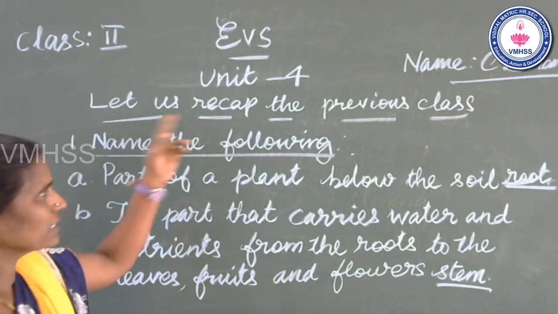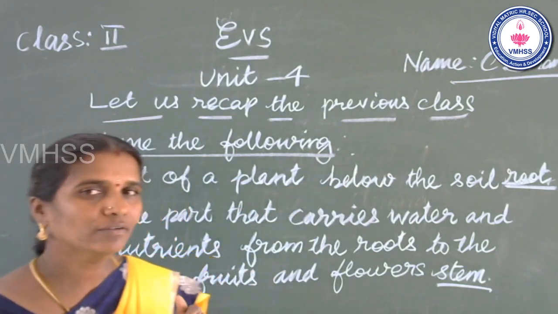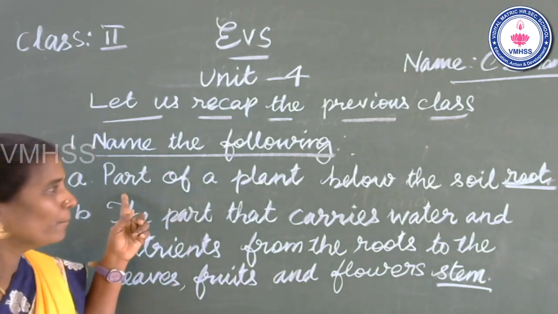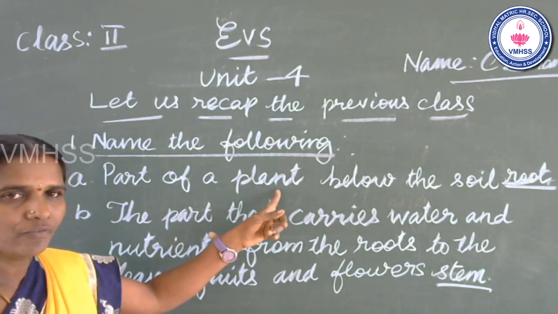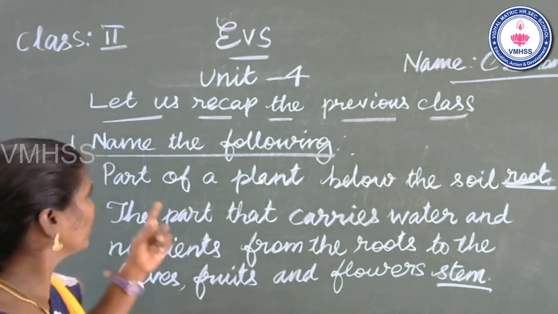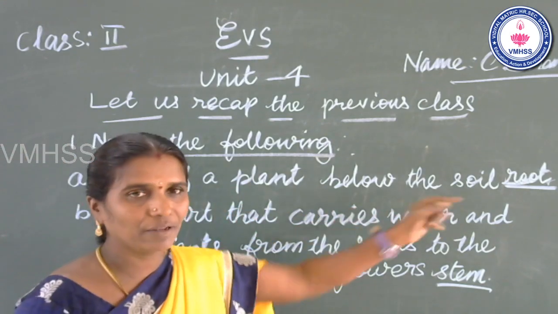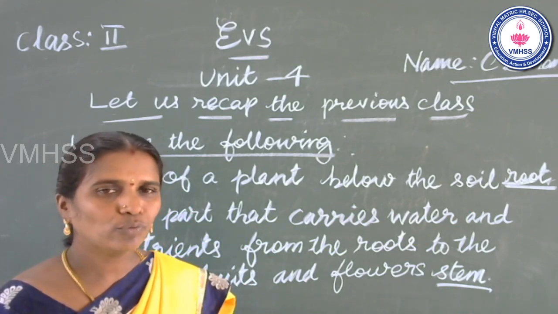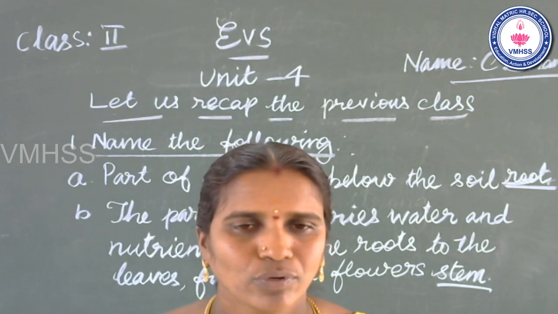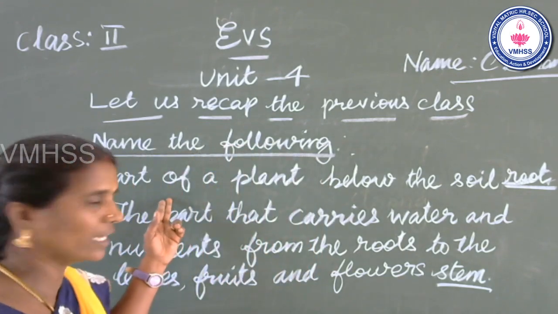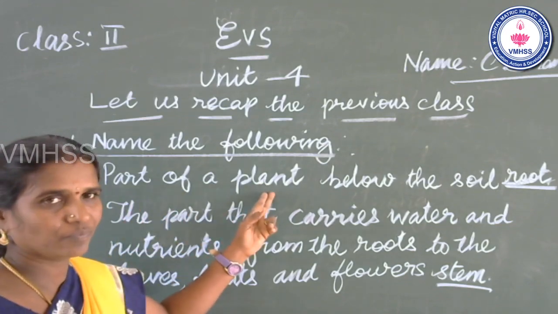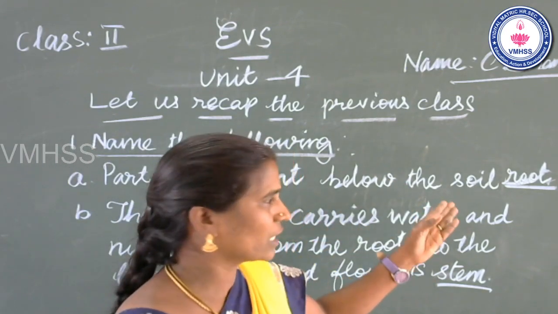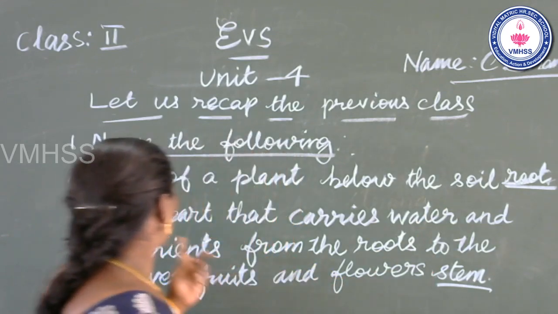Let us recap the previous class. Name the following. First one, part of a plant. Children, think and say the answer. Part of a plant below the soil. Very good. Root. Say the spelling of root. R-O-O-T. Root. Part of a plant below the soil. Which part? Root.